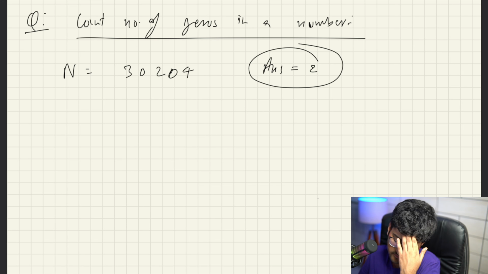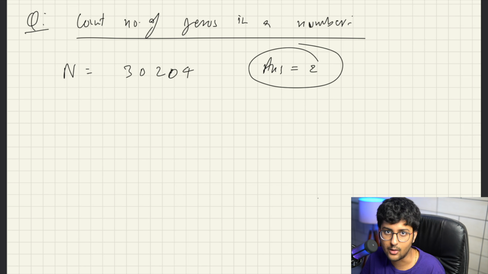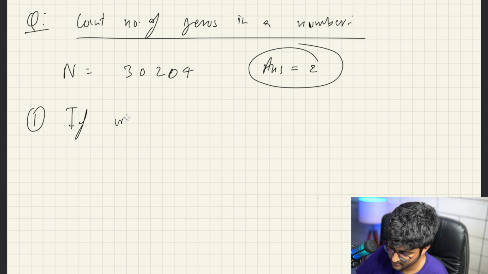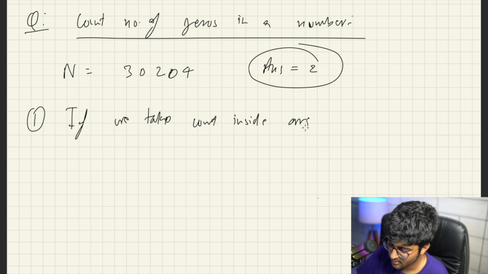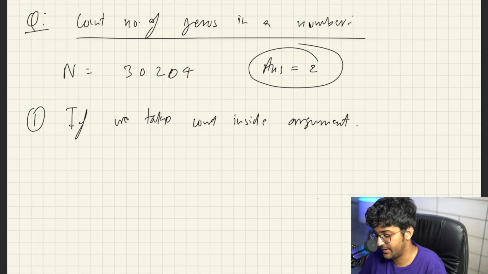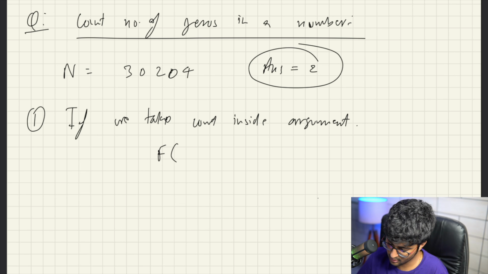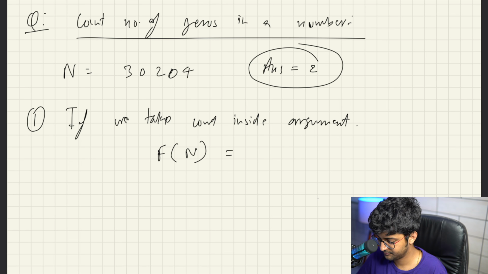So how can we do this in recursion? We have to return the count. You can either take the count inside the argument itself. Okay, so if we take count inside the argument, let's do that first. What will happen? It's going to be like function of n is going to be equal to, this is basically going to call any one of these two things.